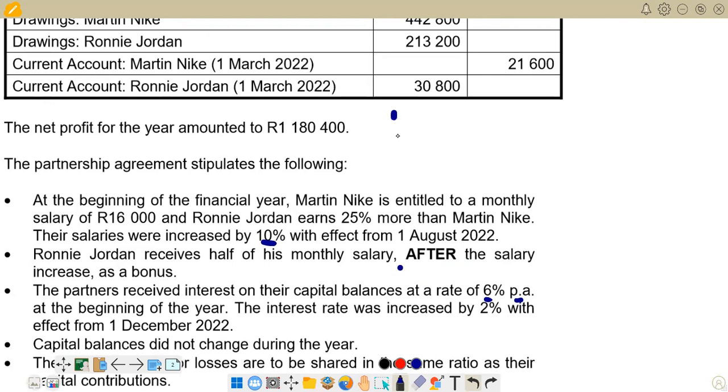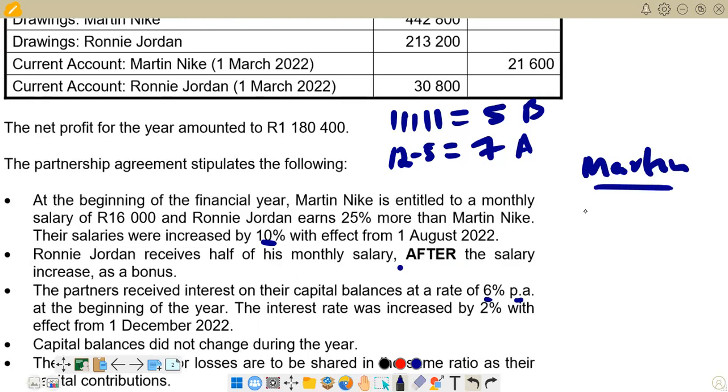So we are saying March, April, May, June, July. So we've got 1, 2, 3, 4, 5 months. 5 months before it increased. Then when it increased, obviously we say 12 minus 5 to get 7. So this is before increment, and this is after increment. So what we are going to do there, let's start by calculating the salary for Martin. So we can just say Martin.